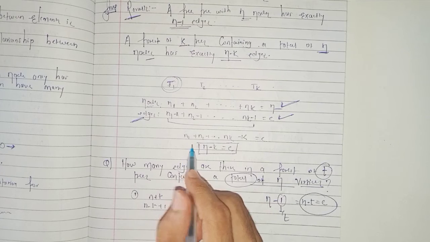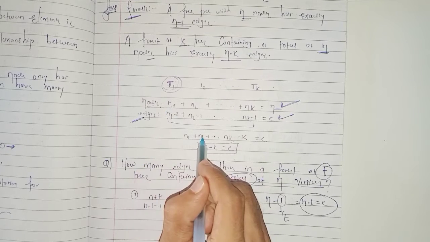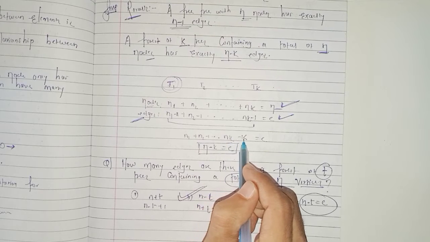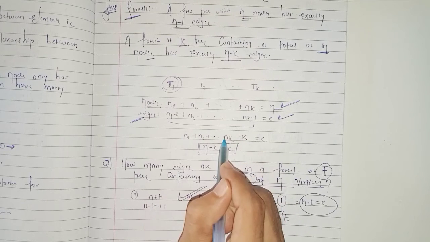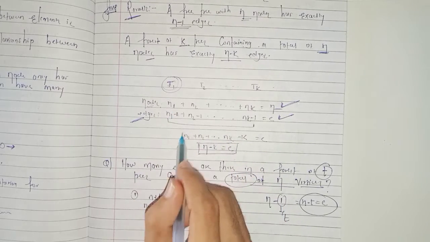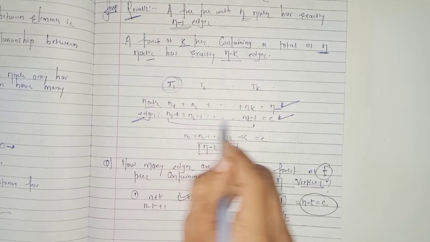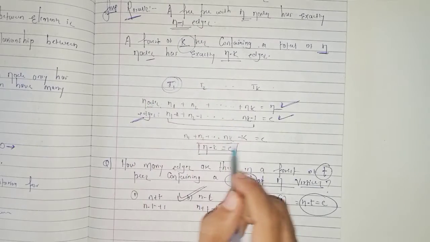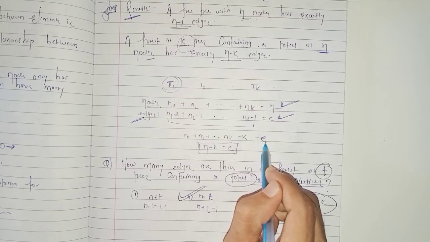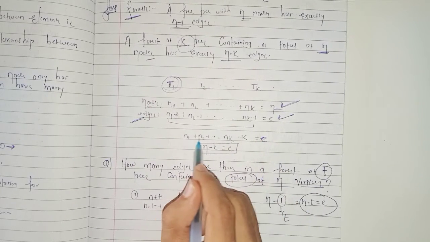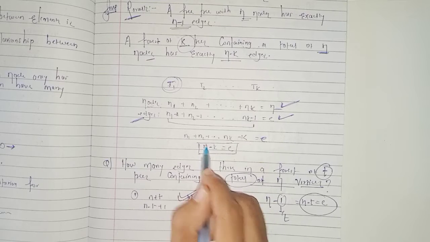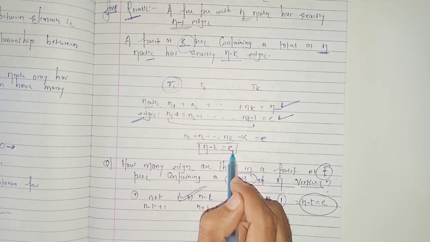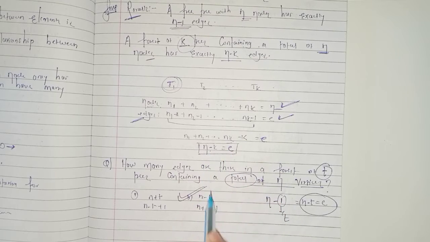So what I did, I just added all of them, n1, n2 up to nk. These are the number of nodes, and minus 1, minus 1, minus 1, this will go up to k, and this is going to be e. So from n1, n2, n3 we get n, and with this k, we have found that the number of edges is nothing but n minus k.